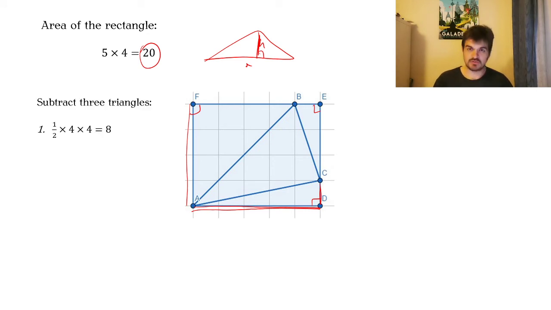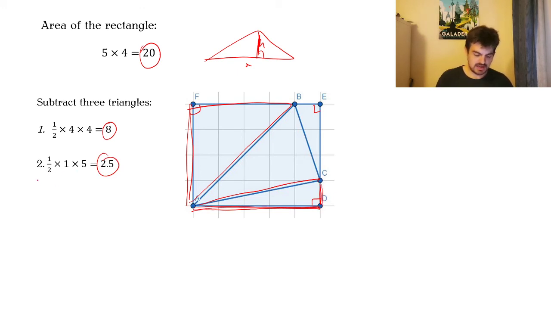So for the first triangle, I'm looking at this triangle here, right? This triangle here has area 8. Then I'm looking at the one at the bottom. This has area 2.5. Again, it's 5 here and 1 here. 1 times 5 times a half. You always have to include a half. Why is there a half there?